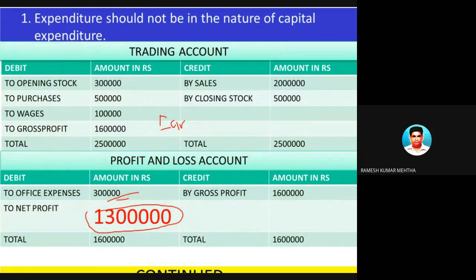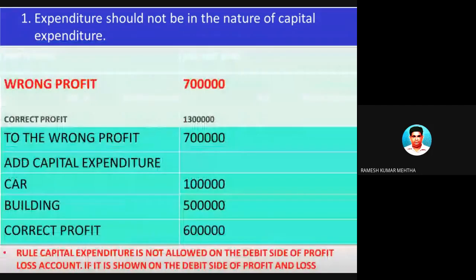So instead of that, what you have to do, to the old profit of 7 lakh rupees, add these two items of 1 lakh and 6 lakhs. 1 lakh and 6 lakhs, that's it. So what is the essence? The summary of our discussion is put in the next slide. You can have a glance on it.